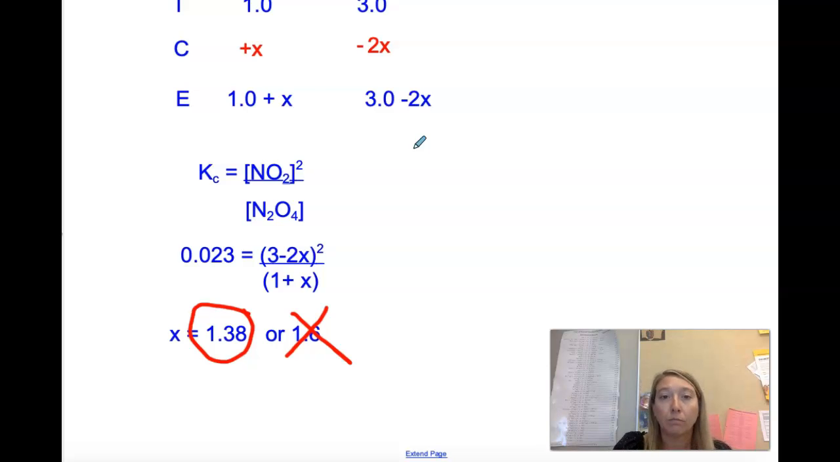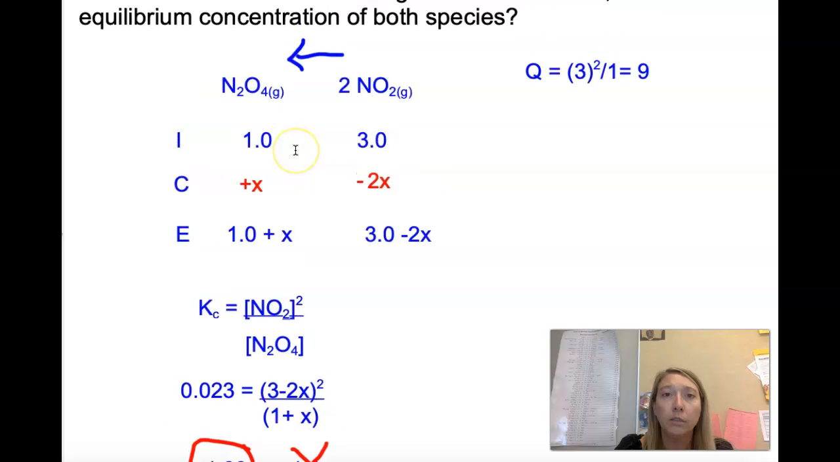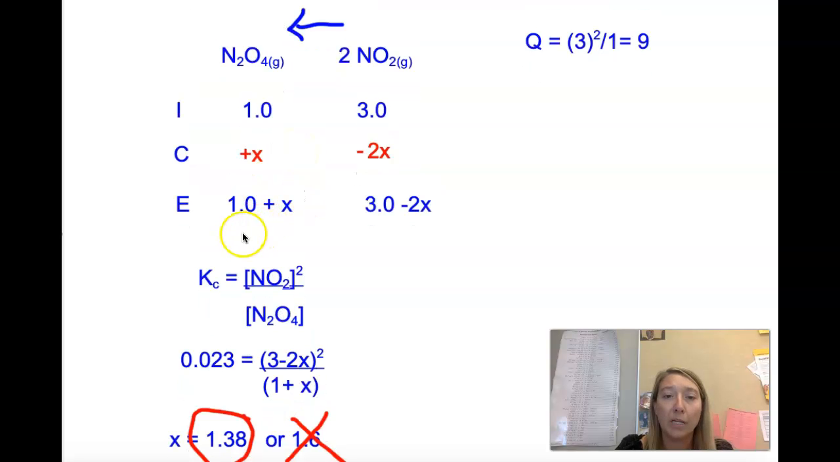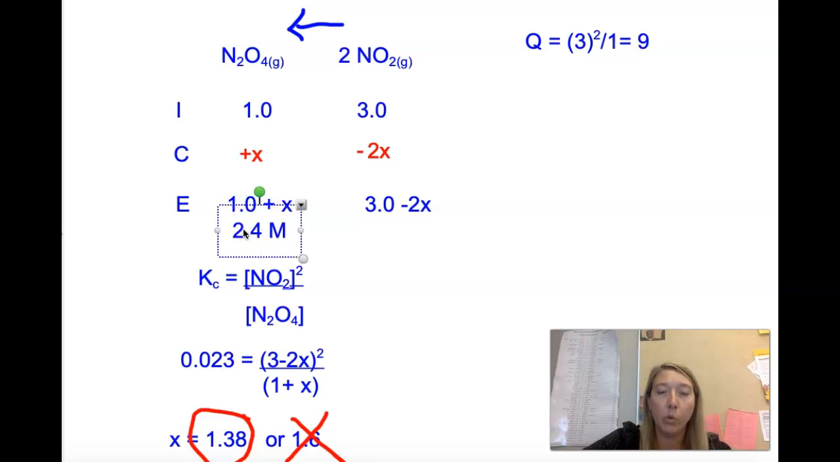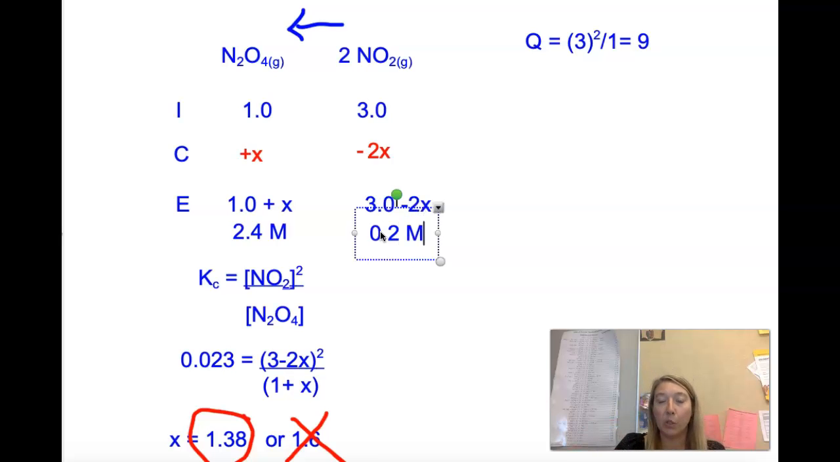So, I'm going back to the question to actually finish solving it. The concentration of N2O4 is going to be 1 plus x, so 1 plus 1.38. We're allowed one number after the decimal place, so we're going to have 2.4 moles per liter. Then the other one is going to be 3 minus 2 times that 1.38. Again, we're only allowed one number after the decimal, so it is going to be 0.2 moles per liter.